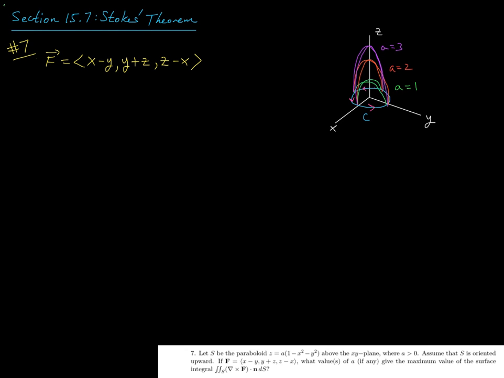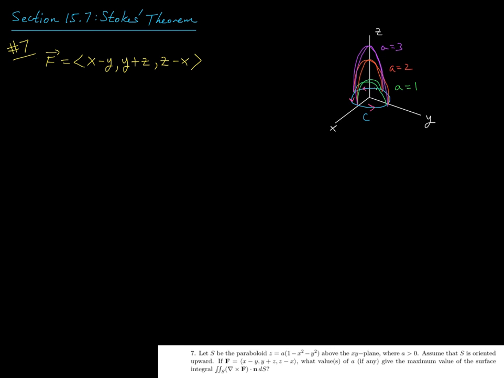All right, and for this last video in section 15.7, look at problem number 7. It says, let S be the paraboloid z equals a times the quantity 1 minus x squared minus y squared above the xy plane, where a is a positive constant. Assume that S is oriented upward, and our vector field F is ⟨x minus y, y plus z, z minus x⟩. The question says, what value or values of a, if any, give the maximum value of the surface integral of the curl of our vector field over this paraboloid.